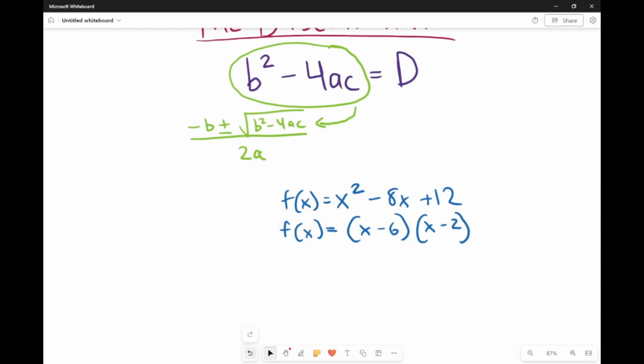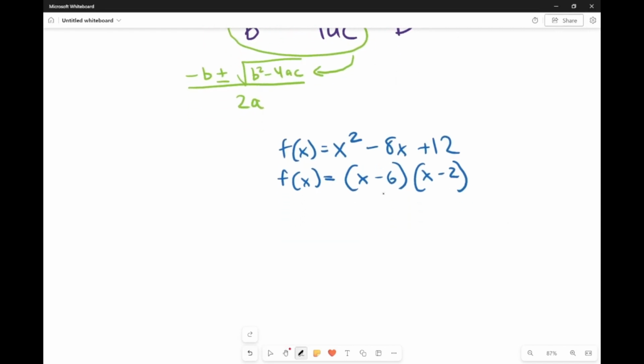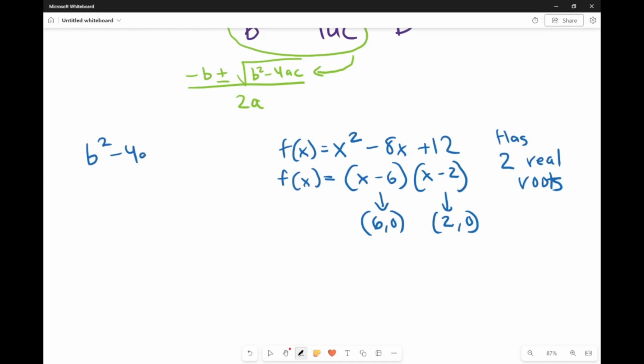And what this tells us is that the roots of our quadratic are 6 and 2. And if you really want to call it that, (6, 0) and (2, 0). How do I know that? Zero product property. This means that our problem in general has 2 real roots. That makes sense, because when I plug in 6 into this function, it'll equal 0. And when I plug in 2 into this function, it will also equal 0. Makes sense. Awesome. So what if I were to use this b squared minus 4ac formula I just introduced to you a few minutes ago?